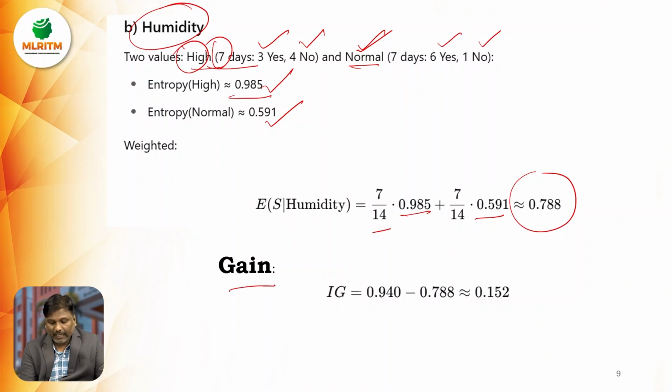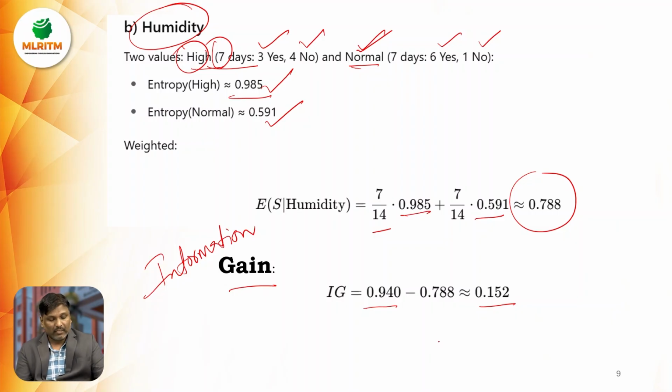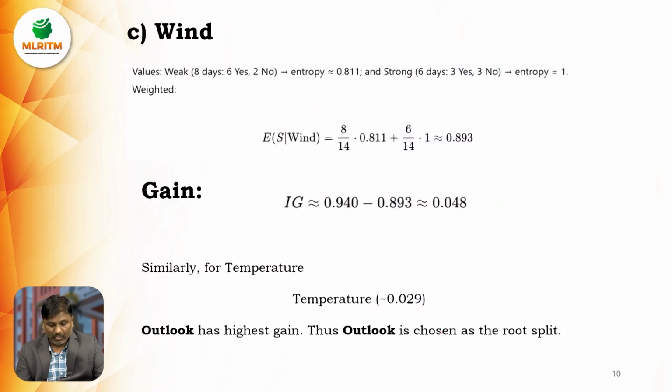0.788. Next, gain or information gain. How are we getting it? Total entropy, the entire data set entropy, minus average entropy. So what is the value? 0.152. So the second attribute is completed.